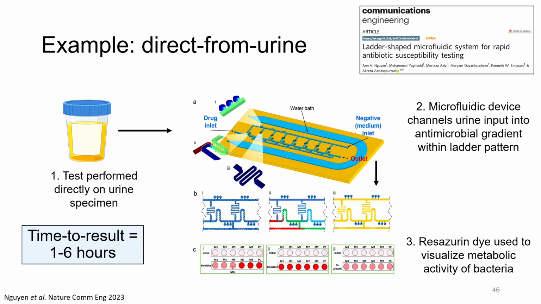So here's just in a figure form an example of one technology where there's a microfluidic device with an antimicrobial gradient integrated within it. The urine is just put directly in there, and then a dye ends up getting a color change with bacterial growth, and that's what's used to visualize metabolic activity, and the amount of bacteria for a given concentration.